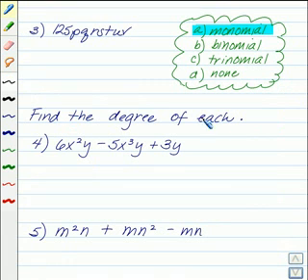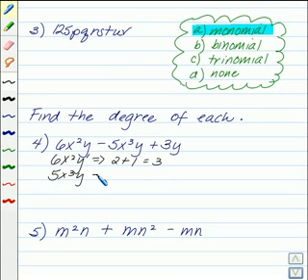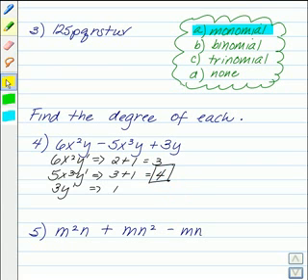Now let's find the degree of each polynomial. 6x squared y minus 5x cubed y plus 3y. What we do is we take each term, each monomial, and find its degree. Remember, we're adding the exponents 2 and an invisible 1, so 2 plus 1 is 3. Our next term is 5x cubed y. Take their exponents, 3 and an invisible 1. 3 plus 1 is 4. Our last term is 3y. It's got an invisible 1, so its degree is 1. So the degree of the first is 3, second term is 4, and the third term is 1. So we take the highest degree, which is 4, and that's the answer, the degree of our entire polynomial.